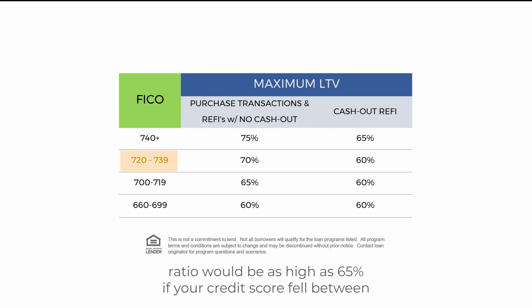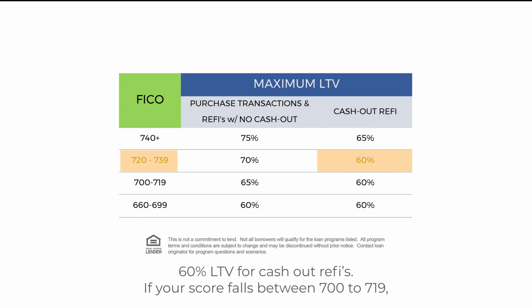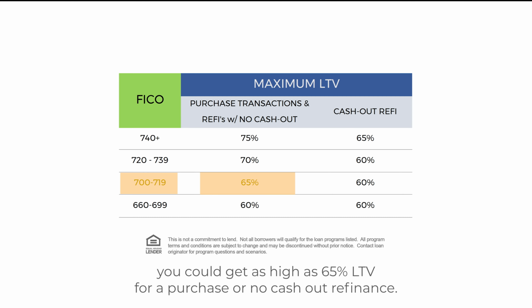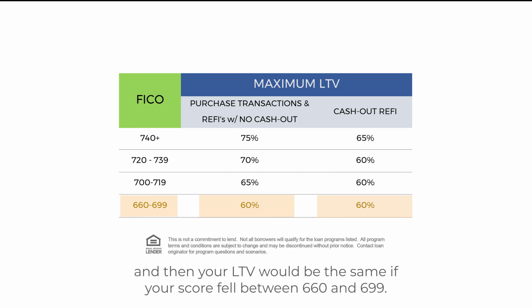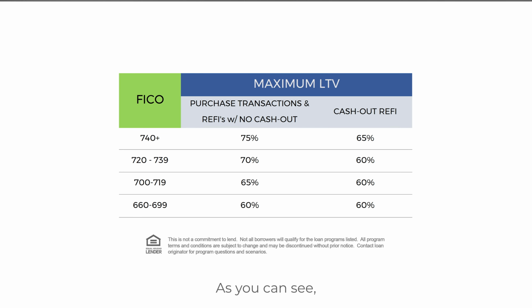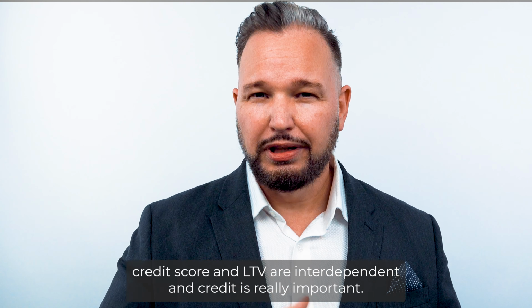If your credit score fell between 720 and 739, then you could get a purchase or no cash-out refi up to 70 versus 60 for cash-out refis. If your score falls between 700 to 719, you could get as high as 65% for a purchase or no cash-out refinance. And then, of course, for a cash-out refi, you could get as high as 60. And then your LTV would be the same if your score fell between 660 and 699. As you can see, credit score and LTV are interdependent, and credit's really important.